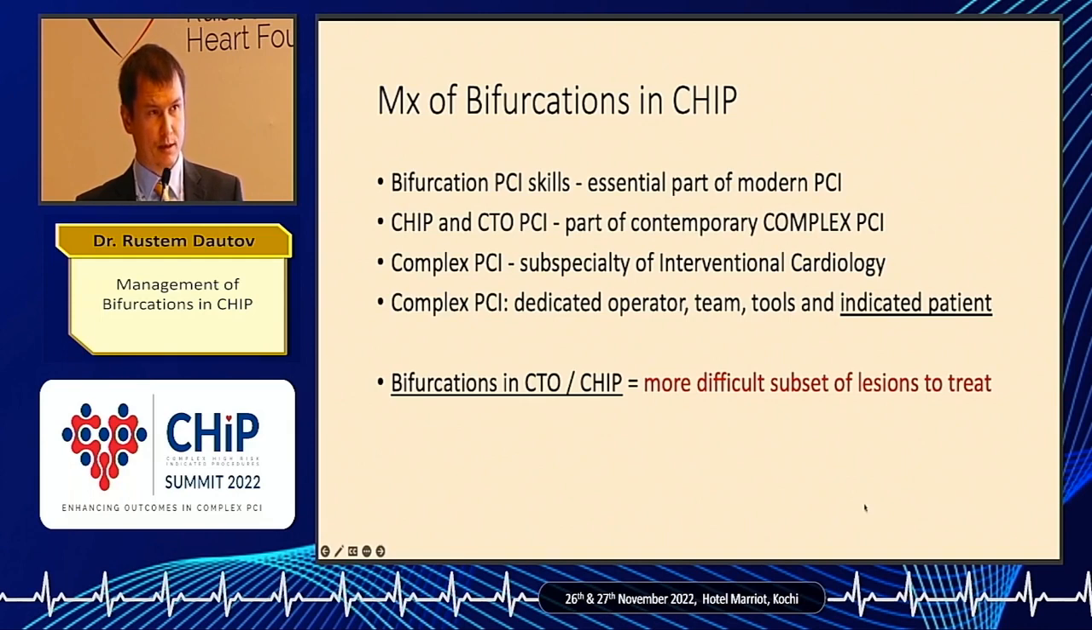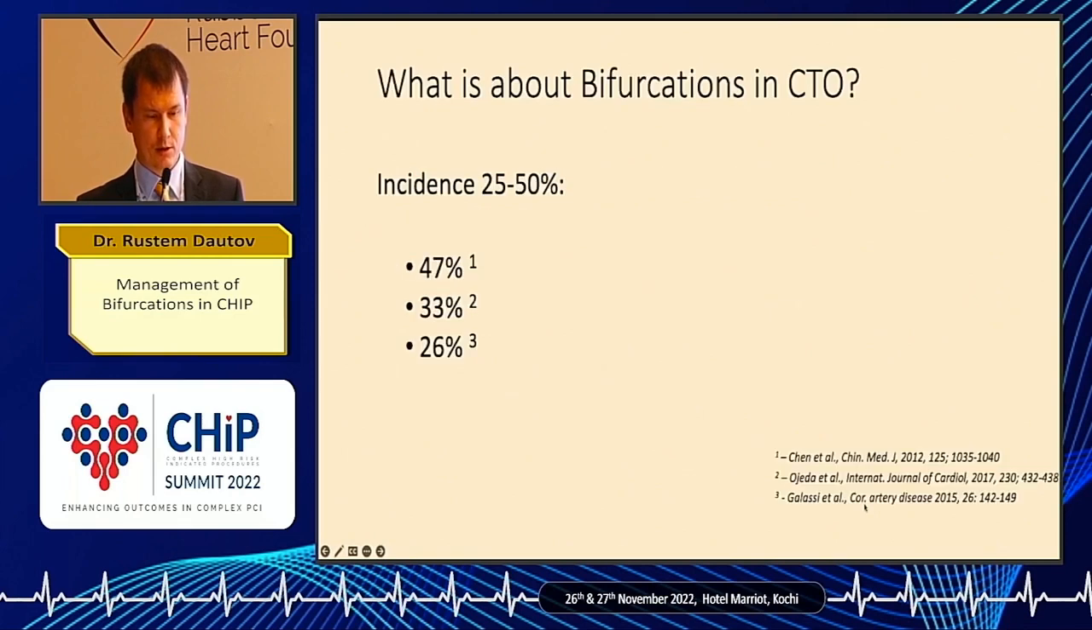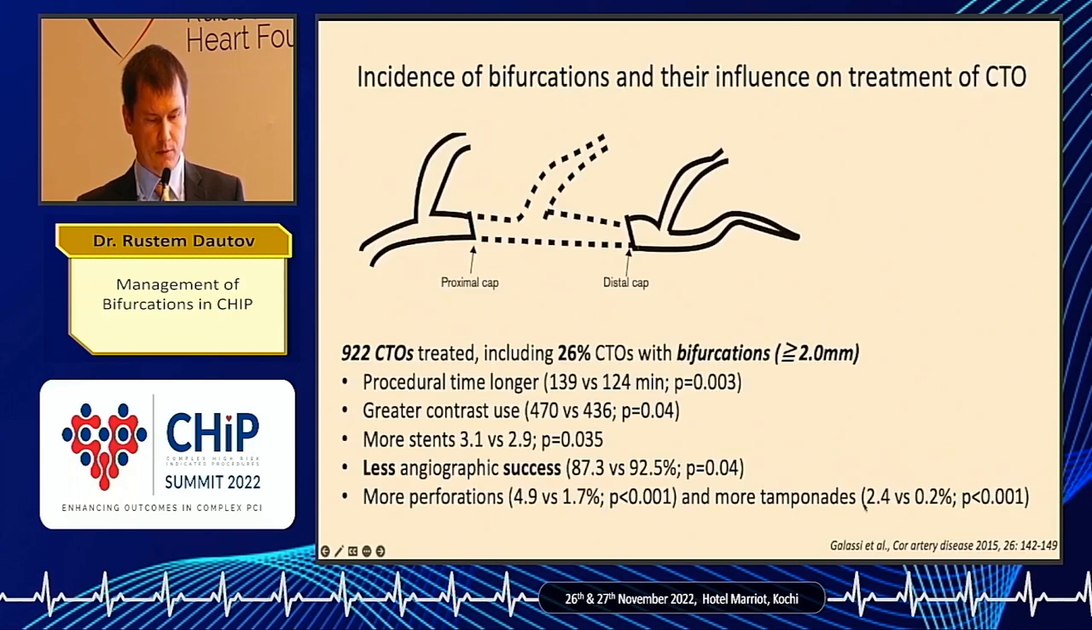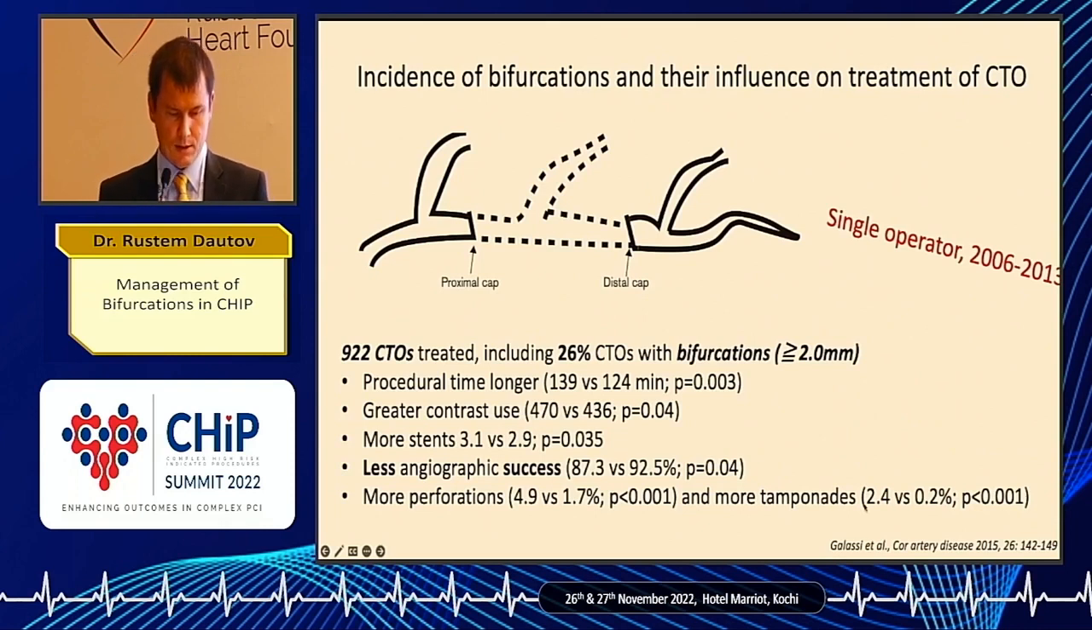CHIP and CTO PCI, they're all part of the contemporary complex PCI, which is now a subspecialty of interventional cardiology, similar to structural. And that involves dedicated team, tools, and of course, indicated patients. But when you put these things together, bifurcations in CTO and CHIP, this becomes a challenging subset of lesion to treat. Bifurcations in CTO are quite common, up to 25–30% of cases. This is a single operator study, so it's a bit outdated, but still it tells you that presence of bifurcation in complex CTO lesions has more bad outcomes if not done properly.